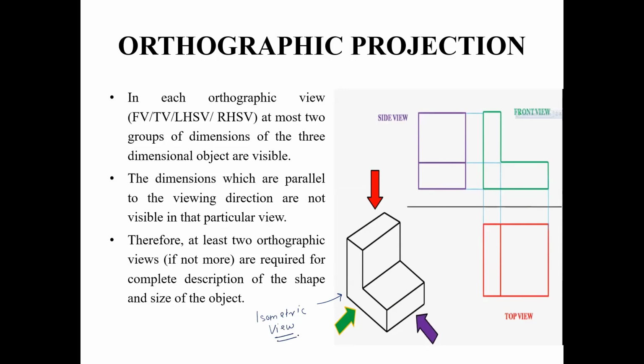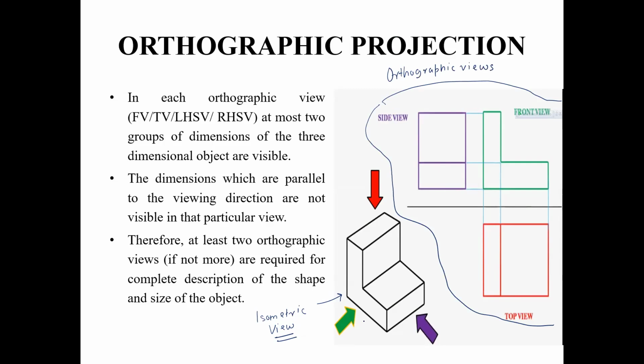So what is the characteristic of the isometric view? This view has been drawn following the principles of isometric projection. And the other views which you see here, these views are called as the orthographic views of the same object.